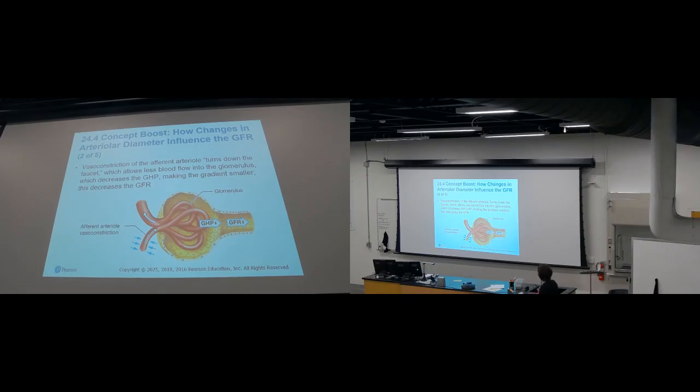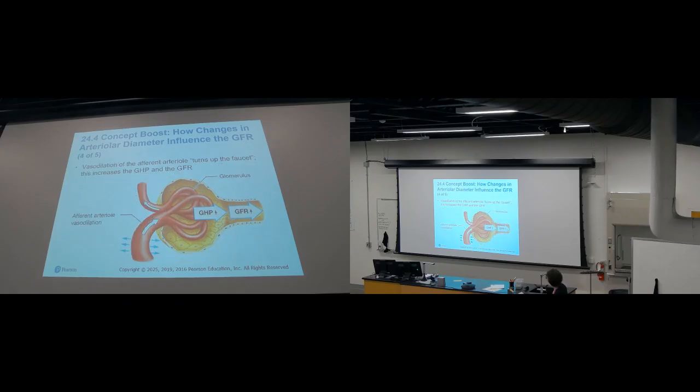So, a decrease in the diameter of your afferent arteriole will lead to less blood coming into your glomerulus. When you have less blood coming into your glomerulus, you have a decrease of the hydrostatic pressure that will decrease your GFR. Opposite, when you have increased blood volume, you have more hydrostatic pressure that increases your glomerular filtration rate.